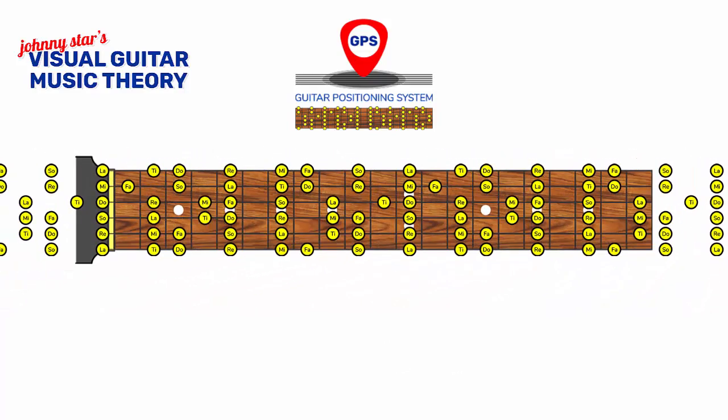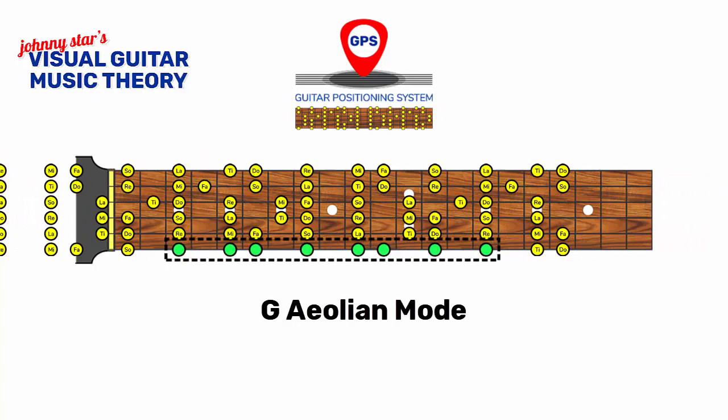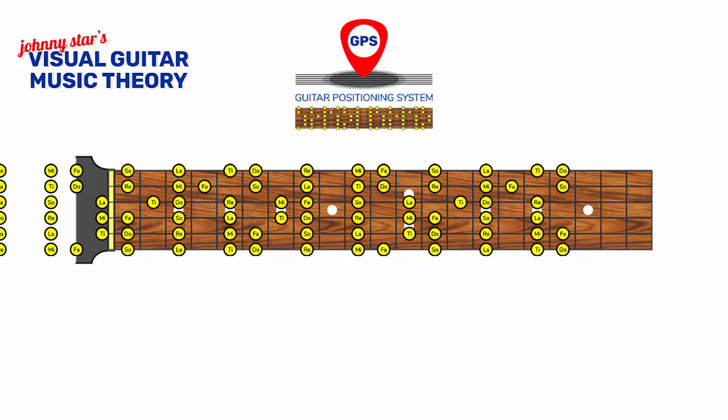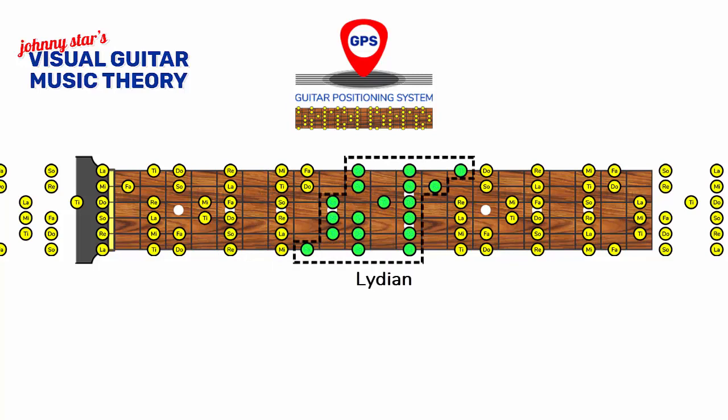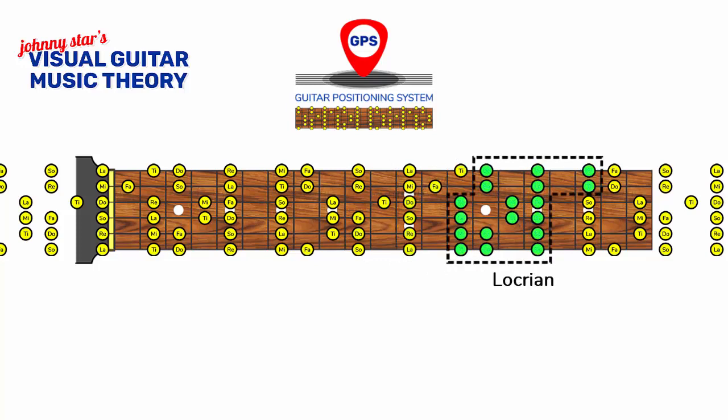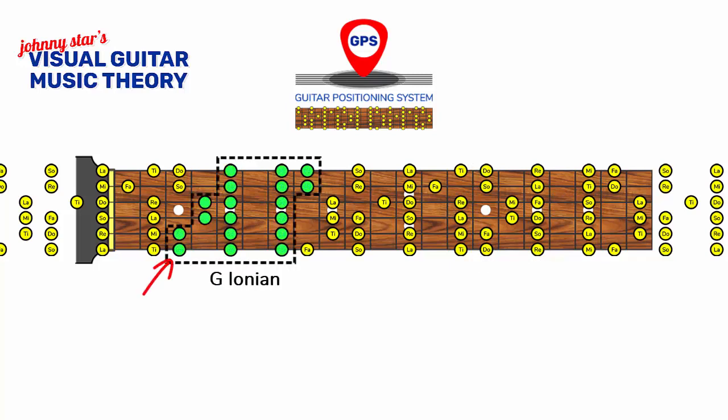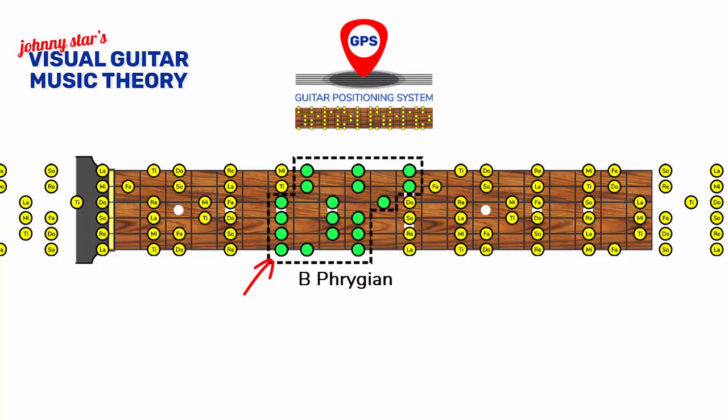This brings us to modes. We've just looked at 2 of the 7 modes, Ionian and Aeolian. Now let's preview all 7 mode patterns. Because of where the GPS map is currently located on the neck, we see that G Ionian started on G, and that A Dorian starts on A, B Phrygian starts on B, and so on.